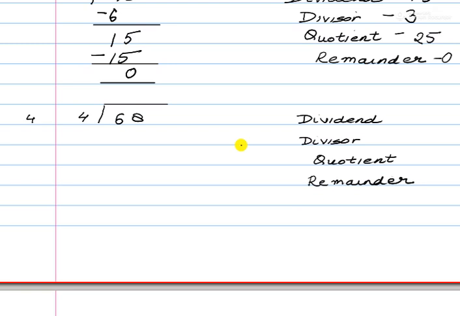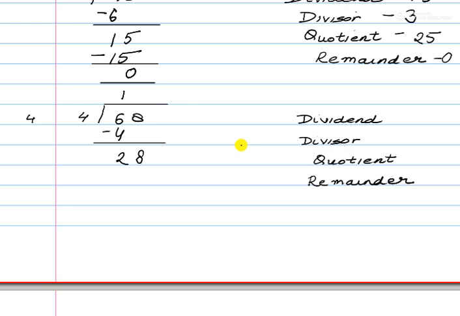So we divide 6 by 4 first. 4 times 1 is 4. 6 minus 4 is 2. Bring down the next number 8. Now say your 4 times table up to 28.